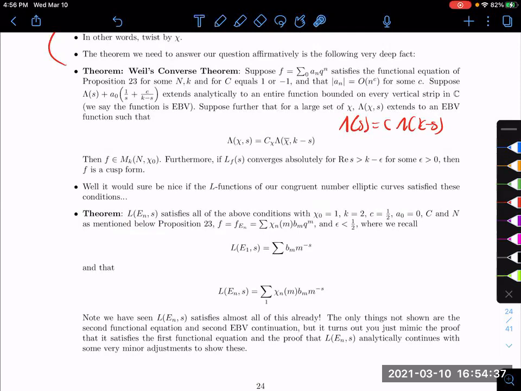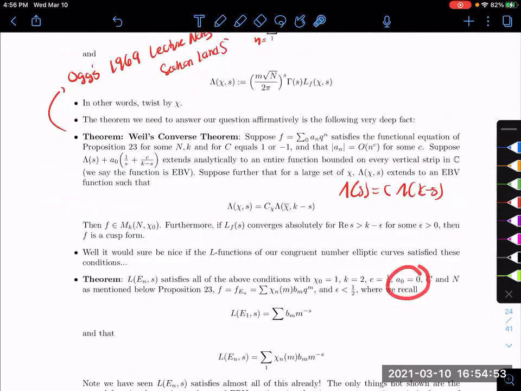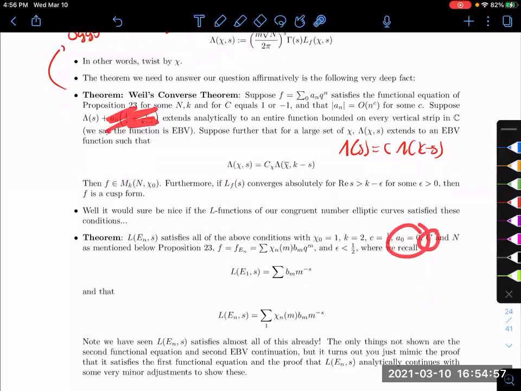And here are the specifics. They satisfy all of the above conditions if you let chi naught be the trivial character, k equal 2, little c equal 1/2 in the big O condition. A naught is actually 0, so you lose this completely. Capital C is plus or minus 1.